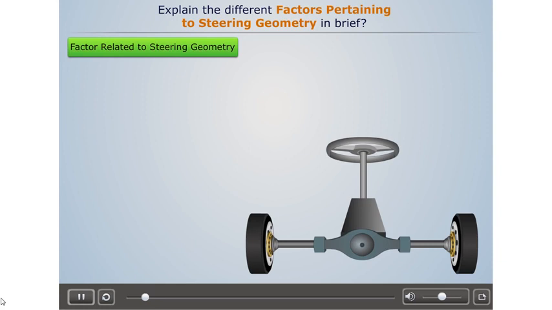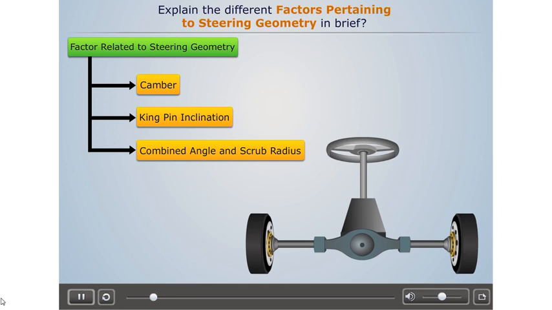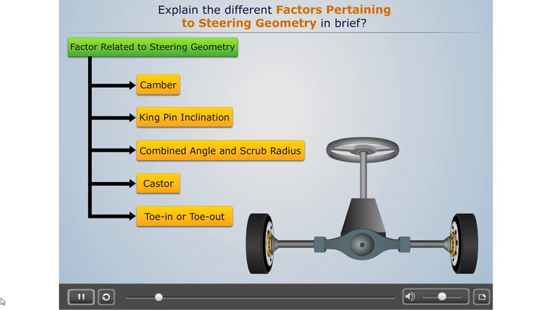There are 5 main factors pertaining to steering geometry. They are camber, kingpin inclination, combined angle and scrub radius, caster, and toe in or toe out. Let's discuss each one by one.